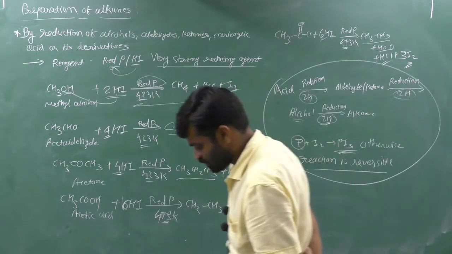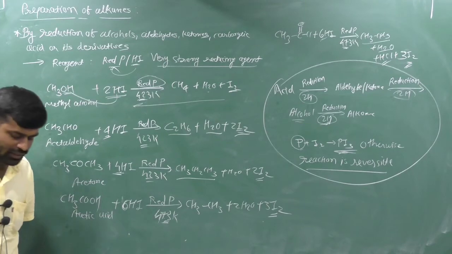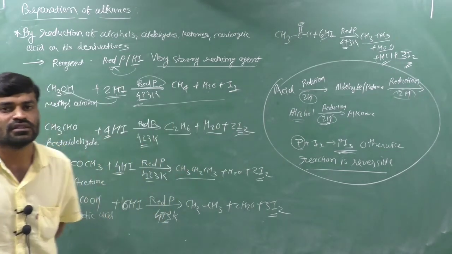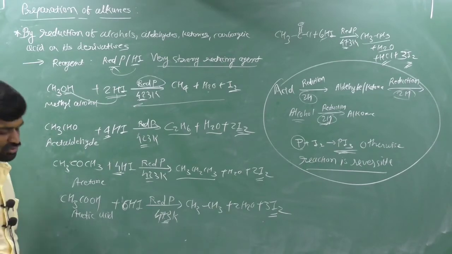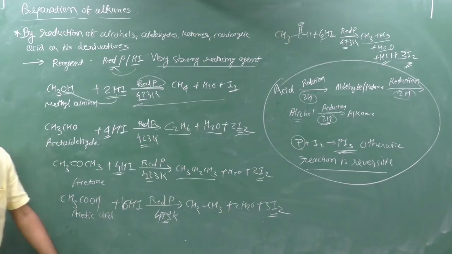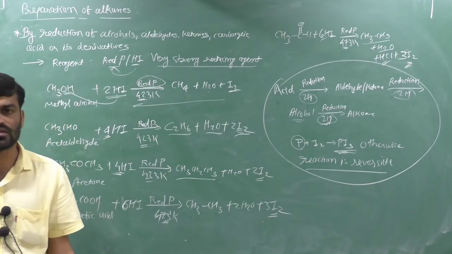So it is a very simple method to get the alkane by reduction of alcohol, aldehyde, ketone, carboxylic acid and derivatives of carboxylic acid. The reagent is HI in the presence of red phosphorus at a higher temperature. We can get the alkane like that. Clear? Now we can discuss some other methods.